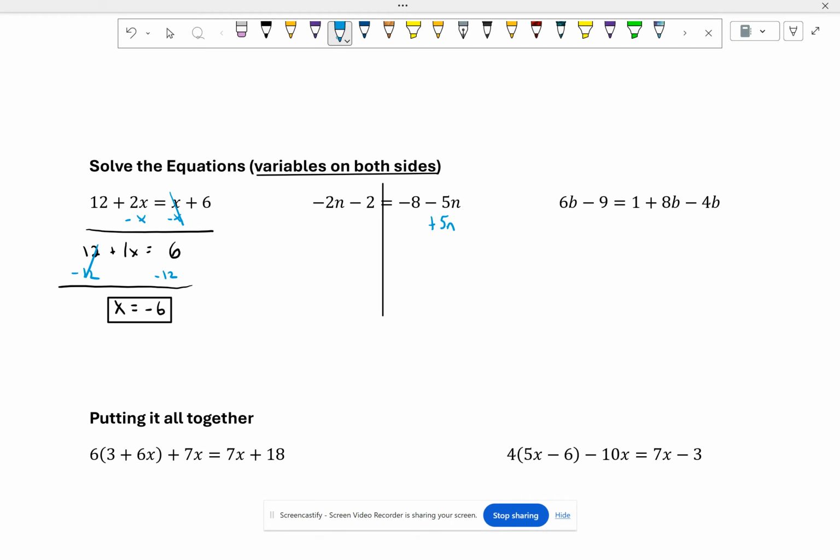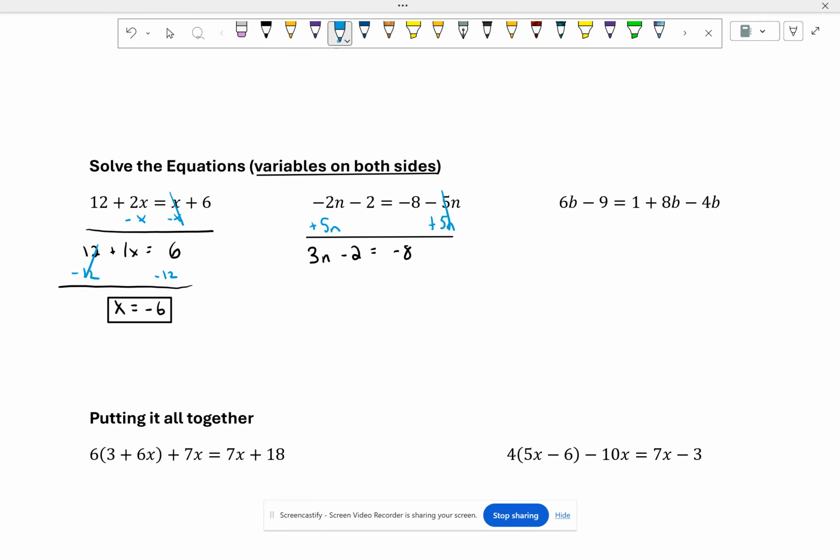So negative 5n is smaller than negative 2n. So if I add this to both sides, minus 5n plus 5n, that's going to give me 0 n's. And again, 0 n's is just 0. So that allows me to eliminate the 5n on the left side. Now on the right side, negative 2 n's plus 5 n's is just 3 n's. Bring down the minus 2, and the equals negative 8.